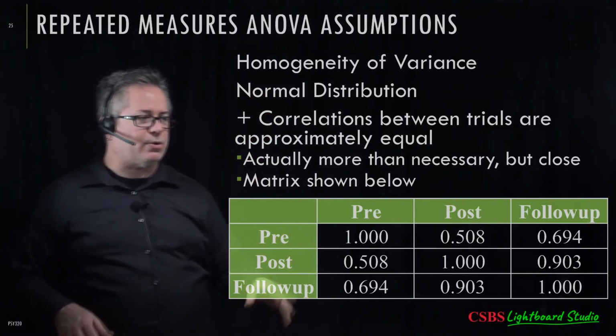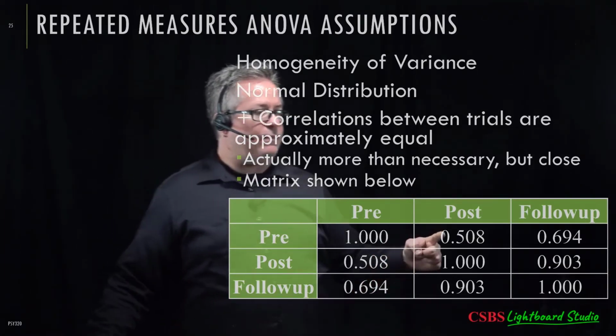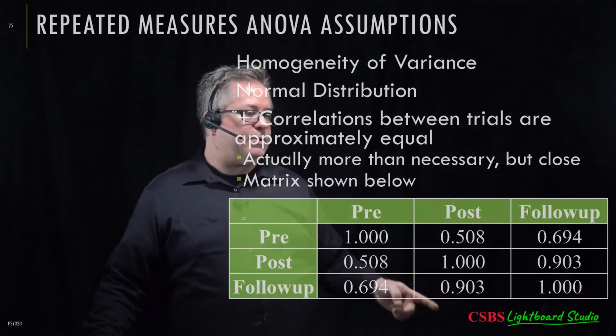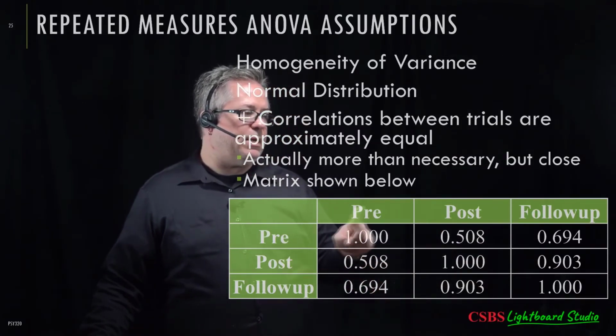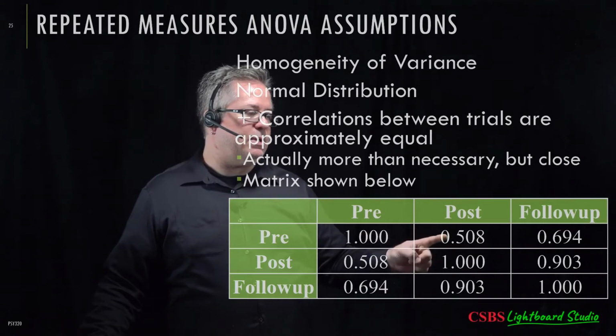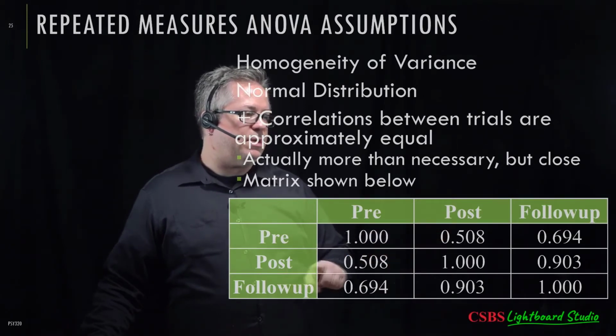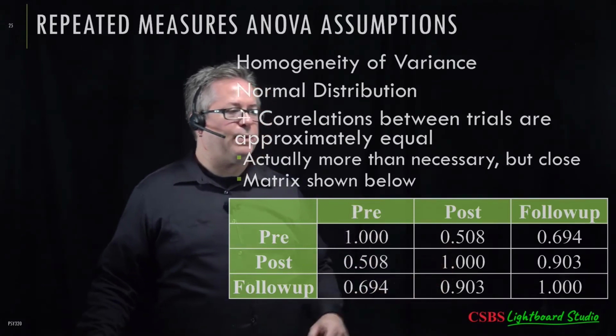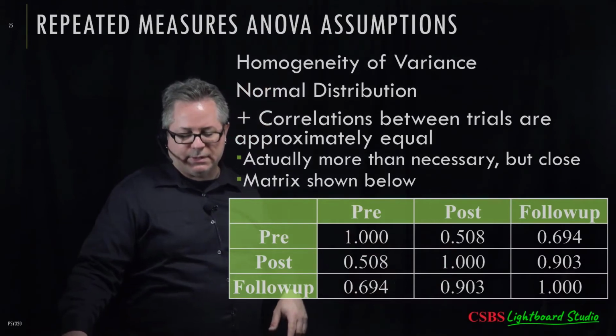One thing you should notice about correlation matrices is that the values up on top here just repeat at the bottom, because the correlation between pre and post right here is the same as between post and pre, which is why this number and this number are the same number. It doesn't matter which direction it's in.